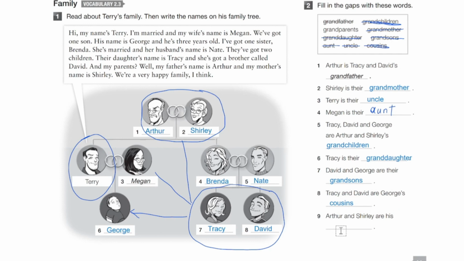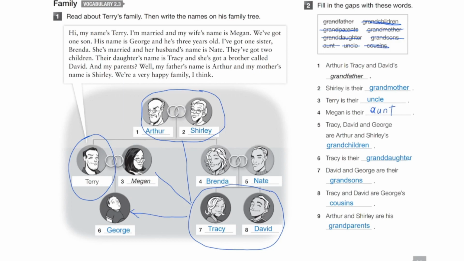Number 9, Arthur and Shirley. Arthur and Shirley are his, George's, grandparents. That's it. So we can cross out grandparents as well. There you go. And that's it.